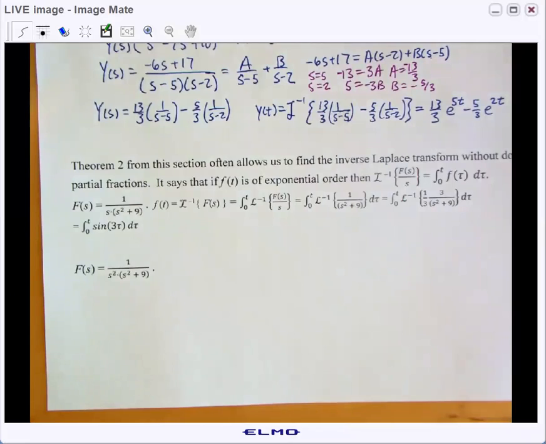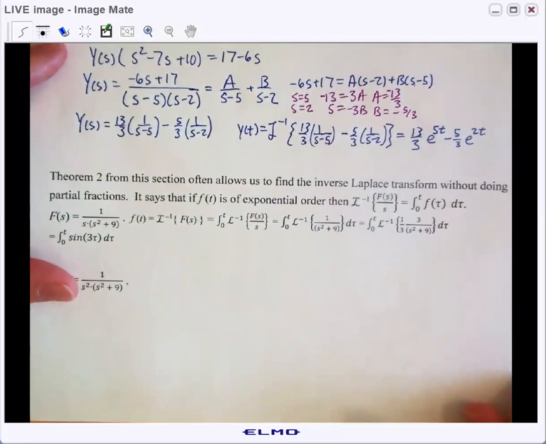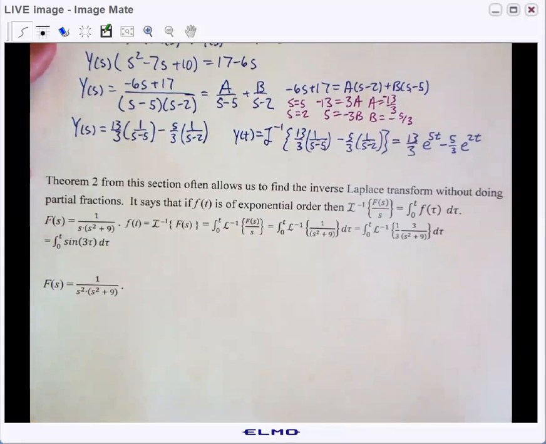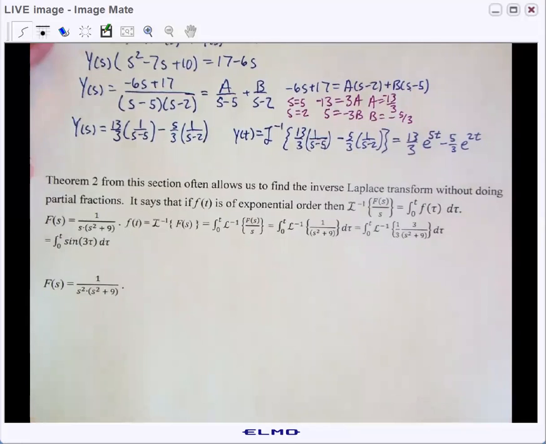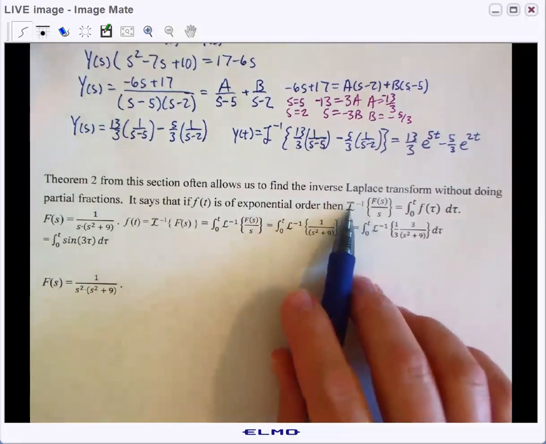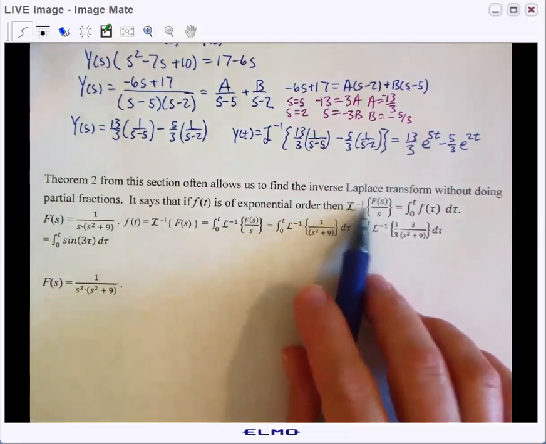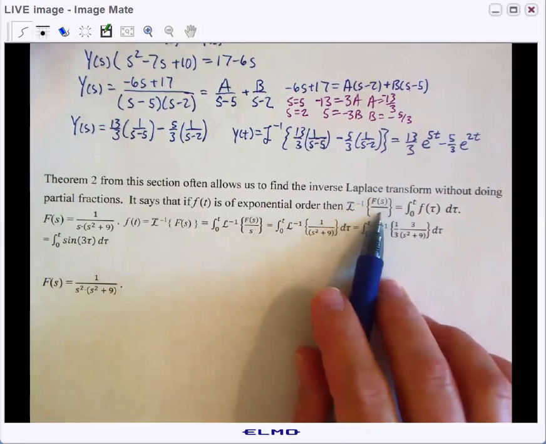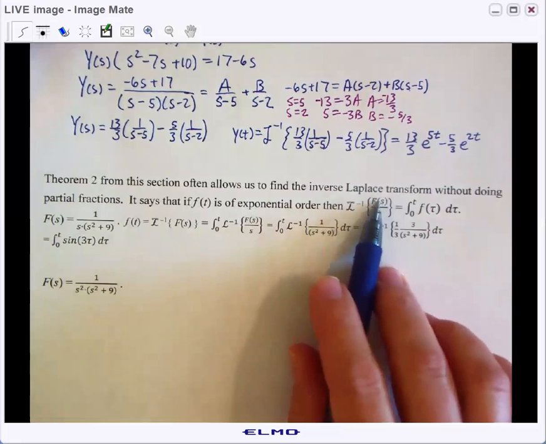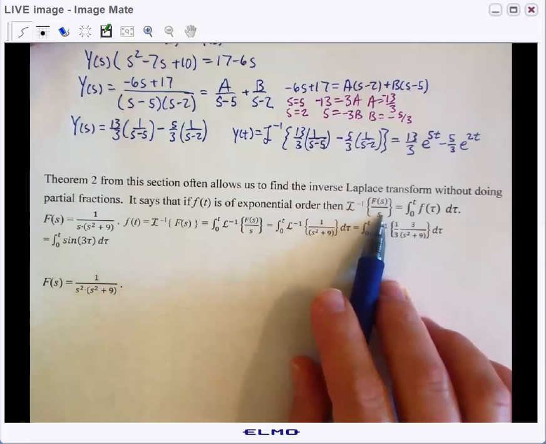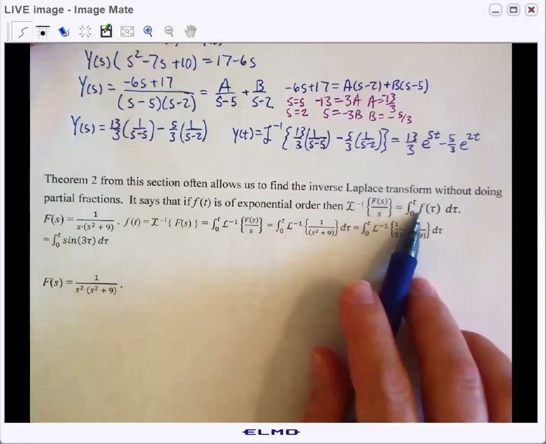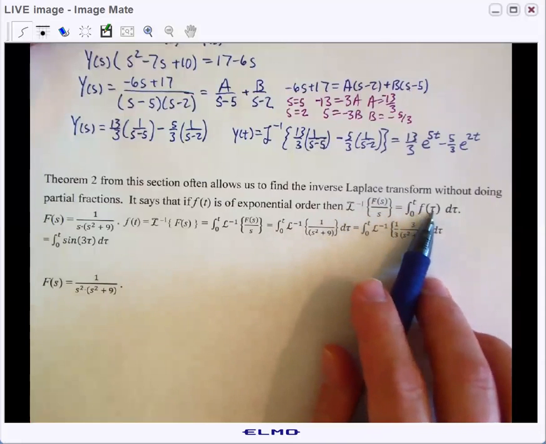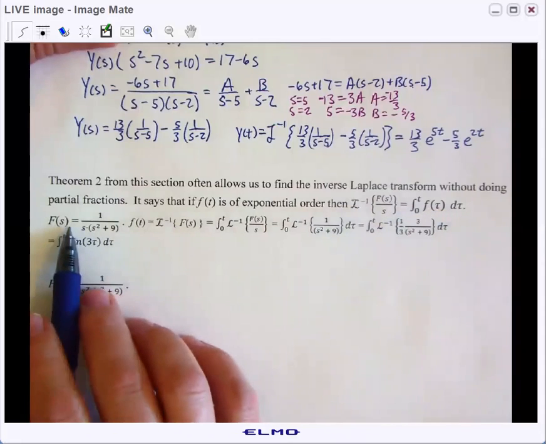Okay, and lastly here, we want to talk about how you can use another theorem from this section to help find the inverse Laplace transform, but now without having to do partial fractions. So sometimes we have the inverse Laplace transform of f of s over s. So we have some Laplace function that we know, but divided by s, and we can convert that into an integral from 0 to t of f of tau d tau.